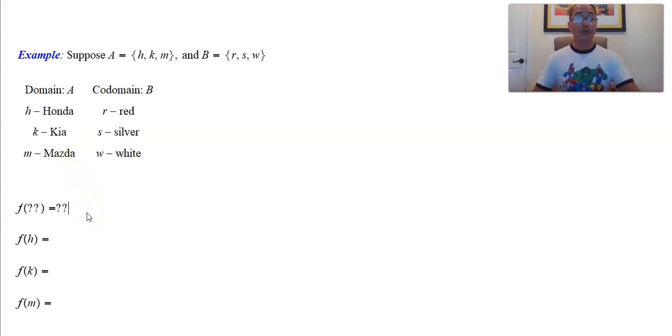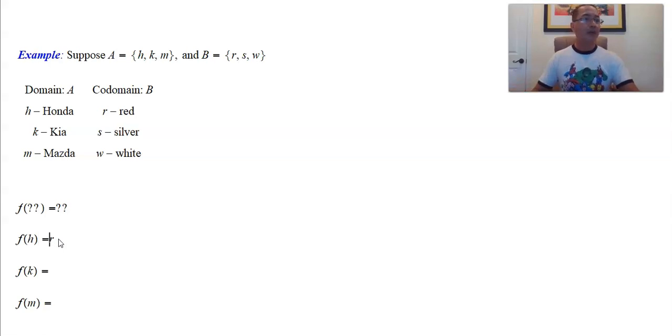So we are going to construct a function from A to B, and we want it to be both one-to-one and onto. Okay, so one-to-one means that two distinct inputs have to produce distinct outputs. So what that means is that once we have an output for H, we cannot use that anymore for K and M. So why not? I like the color red. I had a red Honda. So let's make f of Honda to be red. So f of H equals R.